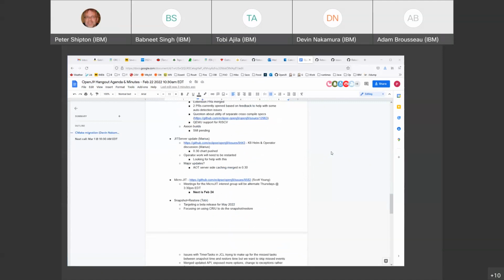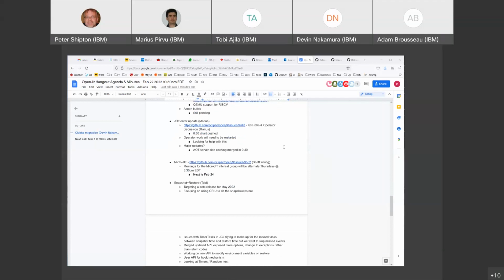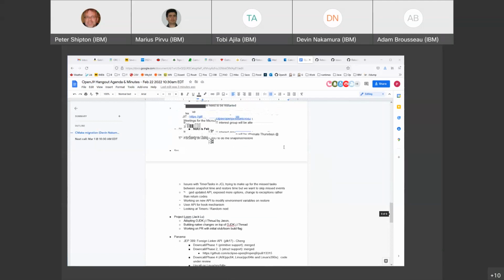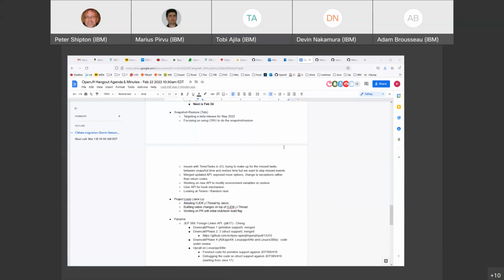JIT server, Maris, do you have an update on that? Oh, nothing to report this time. Or for microjet, anything to say? This week is the... so two days from now, the 24th, is the next meeting. Yeah. Toby, snapshot and restore?